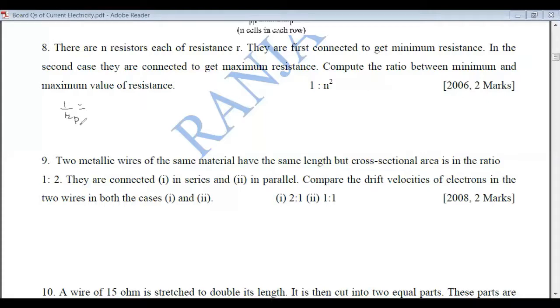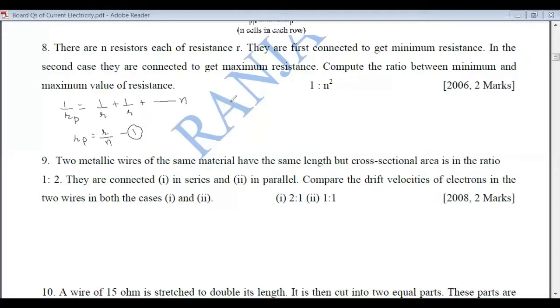Let the equivalent resistance be Rp, which will be equal to 1 upon R plus 1 upon R plus and so on. How many resistances are there? N. So Rp will be equal to R upon N. So in order to get minimum resistance, how are they connected? In parallel, and the minimum resistance is Rp, which is equal to R upon N.